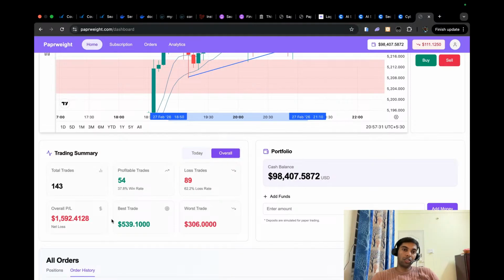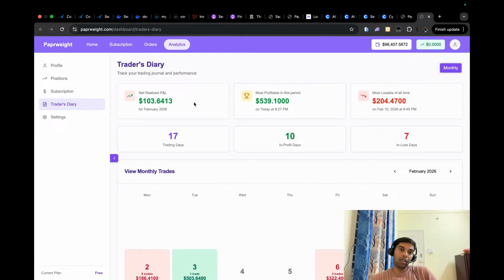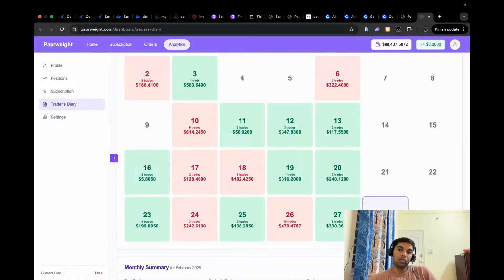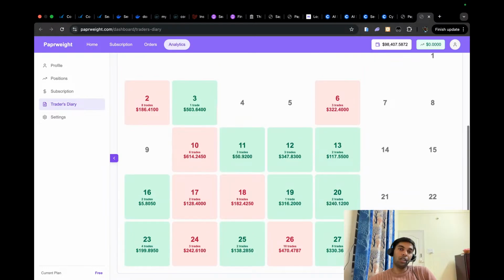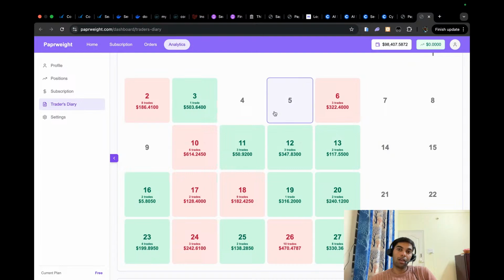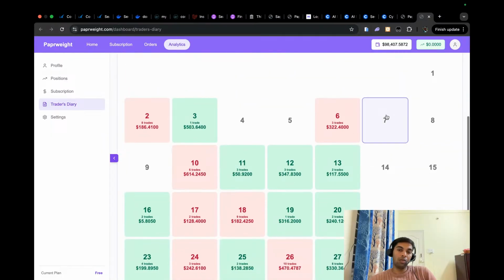This is our overall picture, and this is our analytics. So we are closing $103 in profit, and this is how our fab looks like. Tomorrow is a holiday, and the day after tomorrow is also a holiday. So we will see the chart for March from Monday, and this is how we are closing our Feb. In Feb, total trading days are 17, and 10 are profitable days and 7 are loss days.